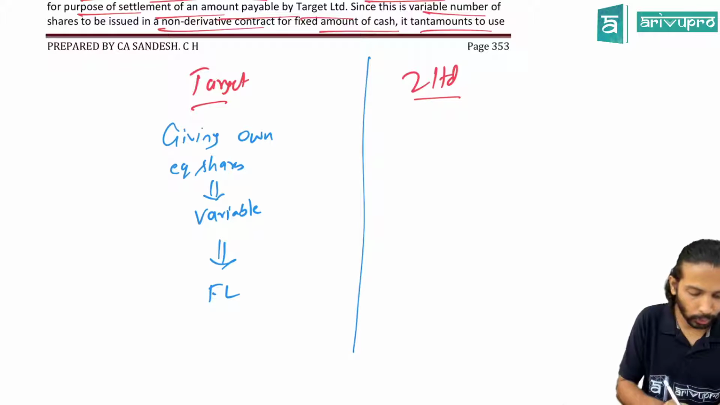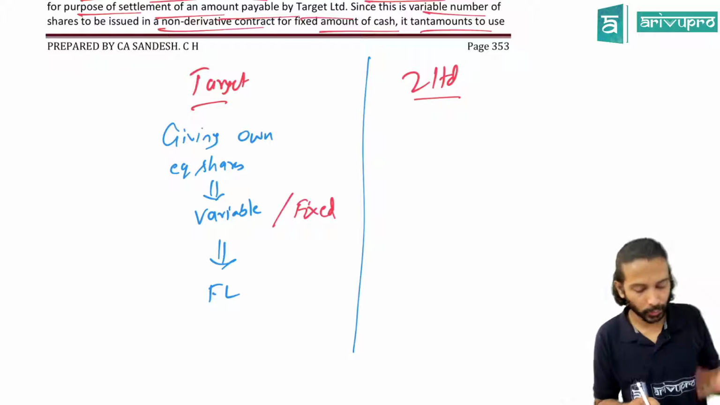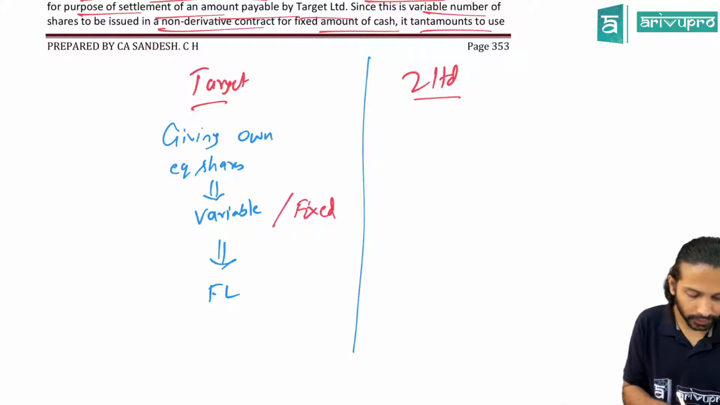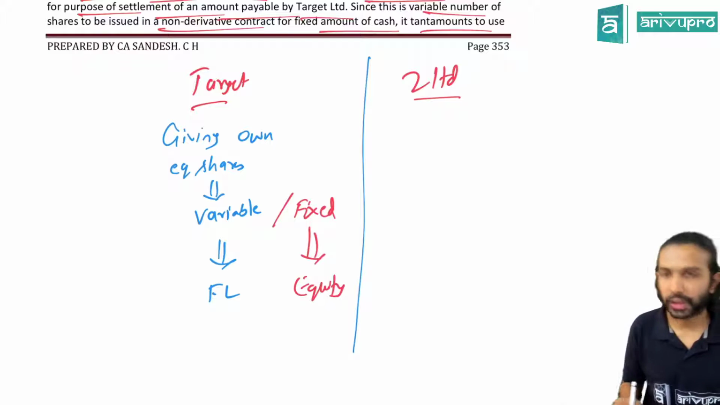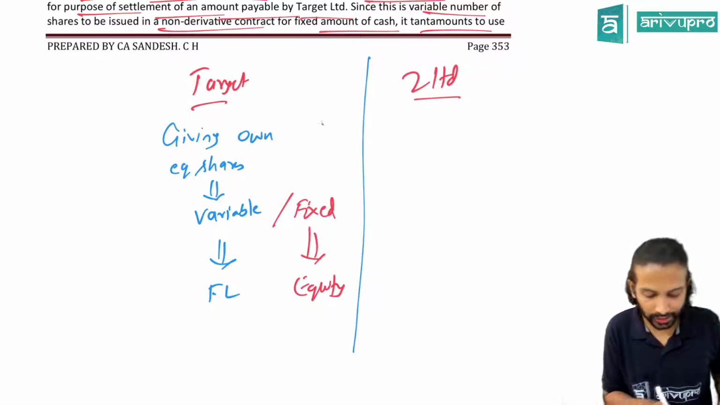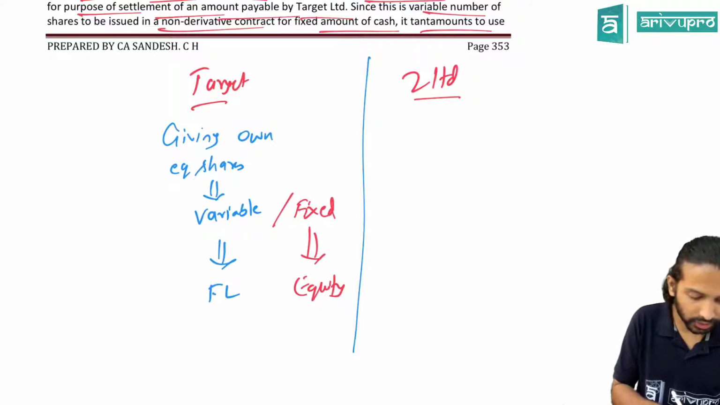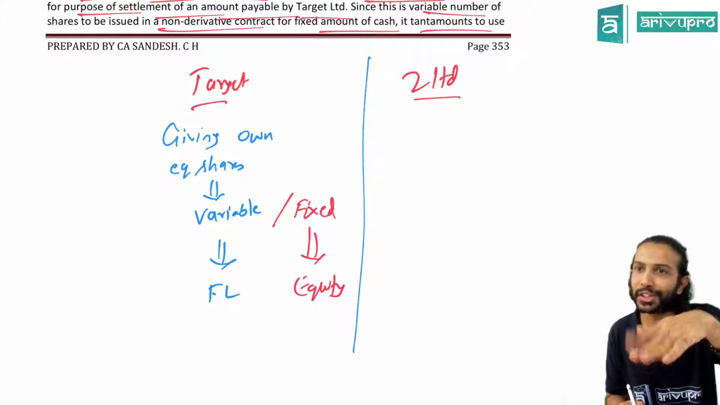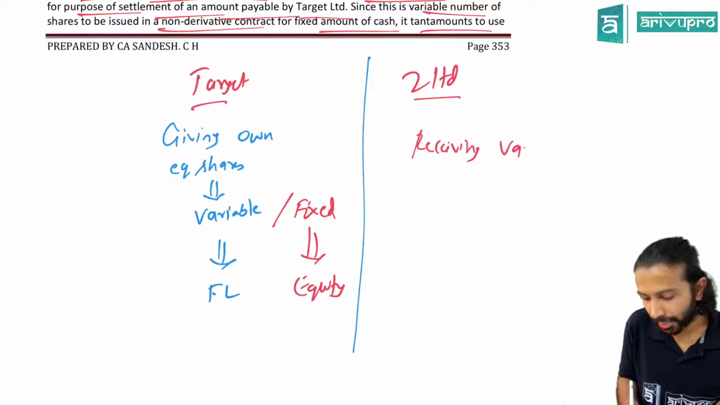Suppose this was fixed. Since consideration is also fixed, if the number of equity shares also by chance was fixed, then this would have been classified as equity. Are we okay? Now think, Target is giving, and who's receiving it? Z is receiving. Now from Z's perspective, are they receiving a fixed number of shares or a variable number of shares? Here they are receiving a variable number of equity shares.